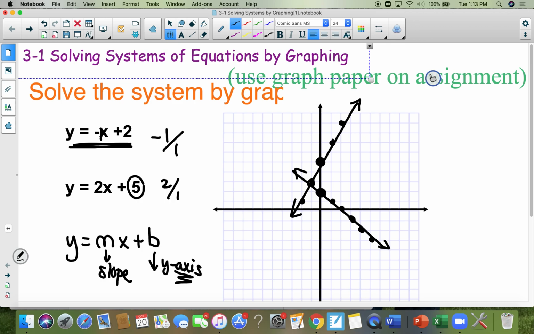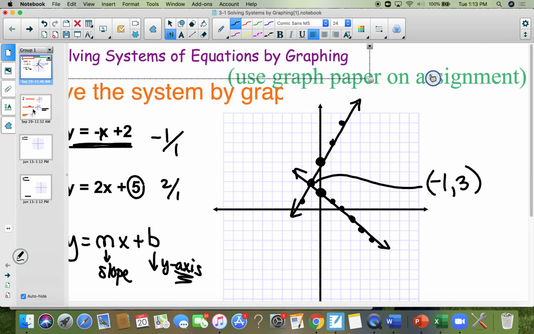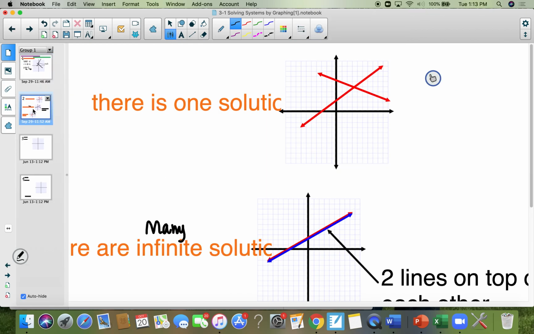Where they intersect is the answer to the problem, and they intersect at the point where you went to the left a -1 and you went up 3. And that's how you get the answer. It's where they intersect with each other. So if you look at the next page, I did one like this where they intersected with each other, and now I'm going to do the other two.